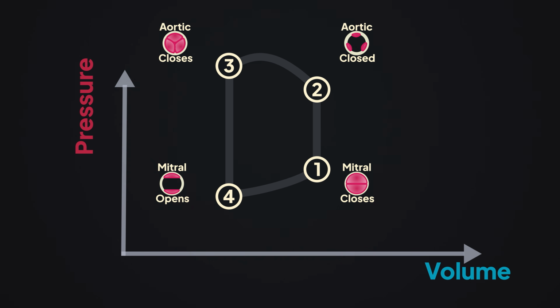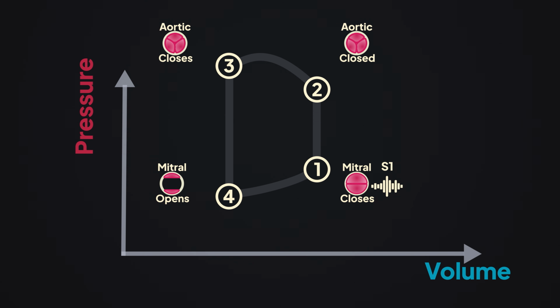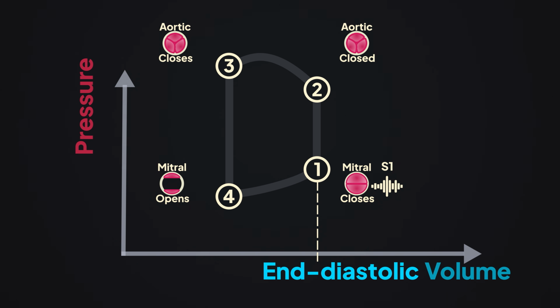Let's reveal the phases between these points, starting with point 1. Point 1 is the moment the mitral valve closes, which generates the first heart sound. This is a critical landmark because it signals the beginning of systole, or in other words, the absolute end of diastole. Because of this, the volume of blood at point 1 is known as end diastolic volume, or EDV.